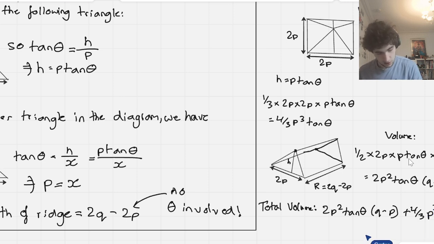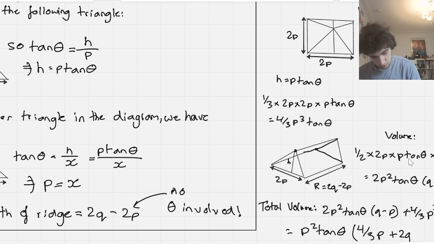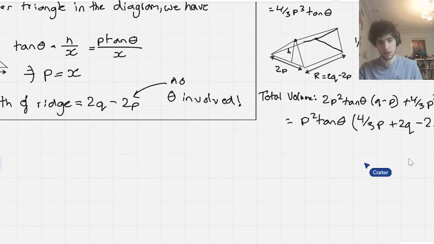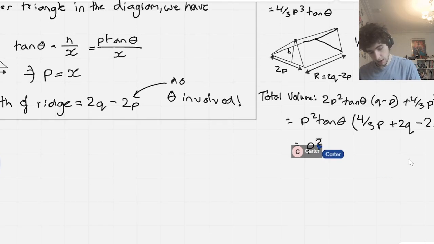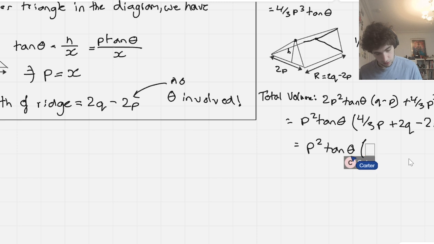And so that ends up giving us p squared, so then we can factor out p squared tan theta from that. So p squared tan theta, right, multiplied by 4/3 p, add 2q minus 2p, right? And so we can clean up the stuff in these brackets before we finish up. So that gives us p squared tan theta multiplied by, sorry, no, not 3q, multiplied by 2q, right? Minus, so 4/3 minus 6/3 is minus 2/3 p.